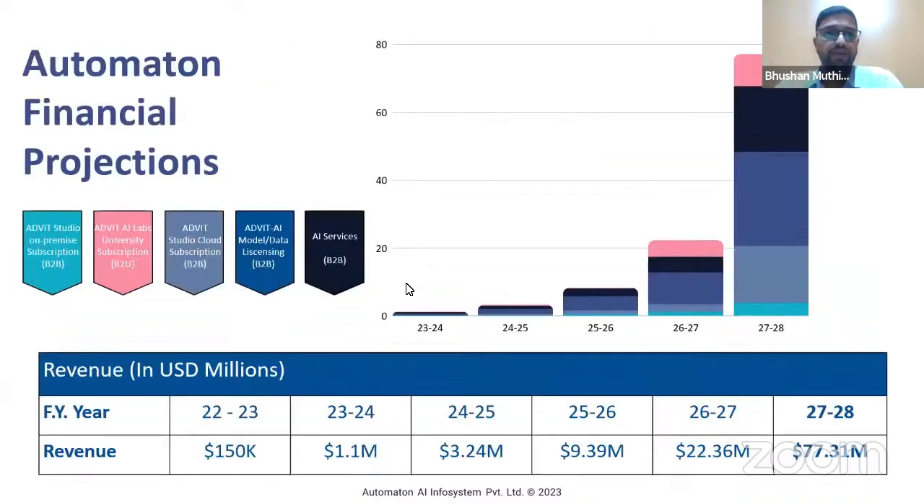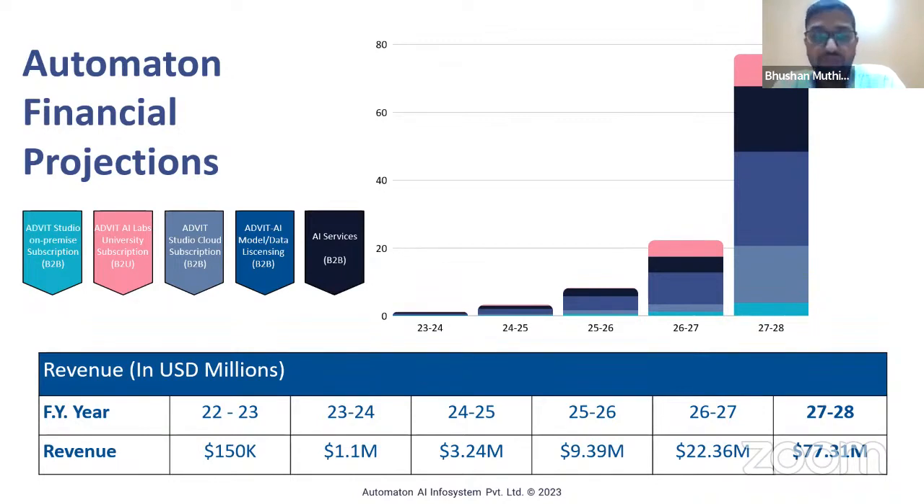this is our financial projections over the period of the next 5 years. So in the last financial year, 22-23, we clocked revenue, and that's where we launched our product as well. We clocked a revenue of $150,000. This year, we are on track to clock a revenue of $1.1 million. Currently, we are with POs of almost $400,000 in hand.